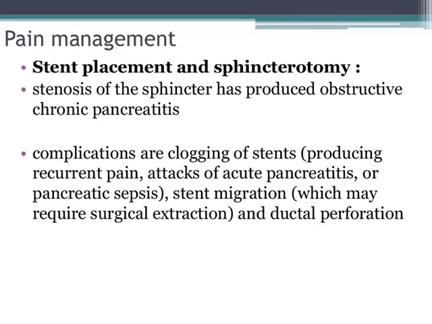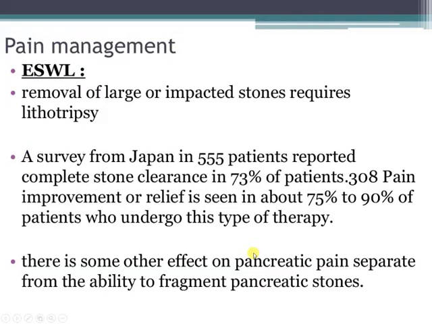Stent placement and sphincterotomy. Stenosis of the sphincter has produced obstructive chronic pancreatitis. Complications are clogging of the stent, recurrent pain, attack of acute pancreatitis, or pancreatic sepsis. Stent migration, which may require surgical extraction, and ductal perforation. Extracorporeal shock wave lithotripsy: removal of large or impacted stones requires lithotripsy.